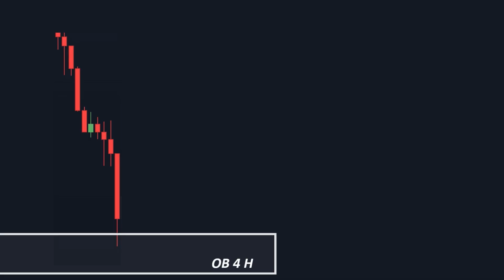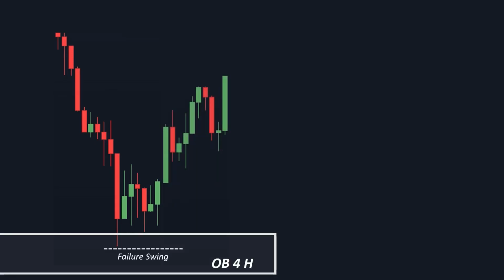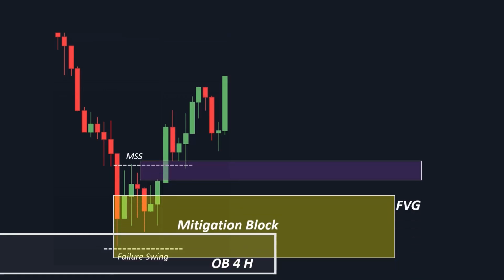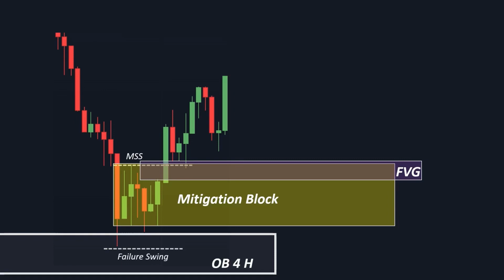To integrate all the criteria and rules for identifying valid mitigation blocks, let's take a look at a real chart example. Here we have a downward trend that has reached an important zone on the 4-hour chart. After the price reached this zone, a swing failure was formed, which increases the probability of forming a mitigation block for us. After price moves by creating higher highs and higher lows and the market structure shift created, a mitigation block was formed, and with the formation of a fair value gap, the validity of this mitigation increases for us.